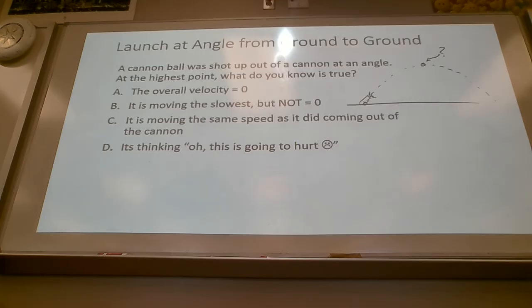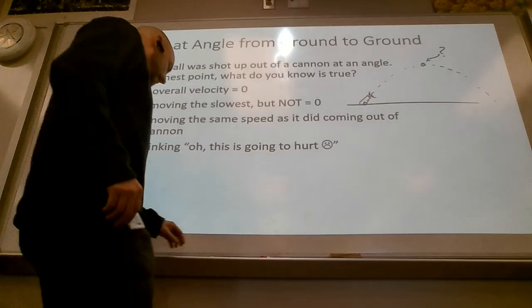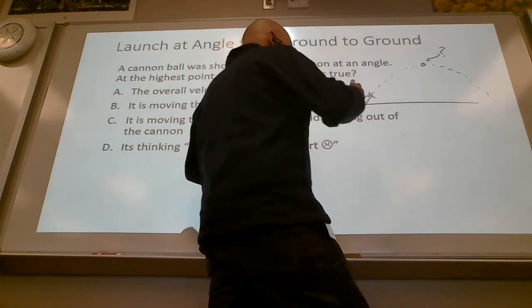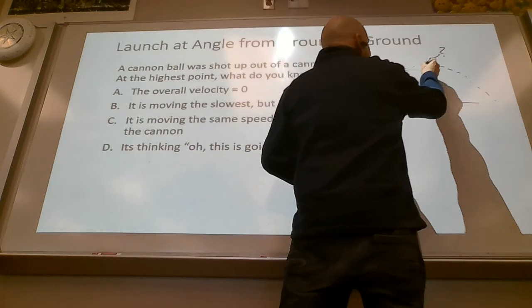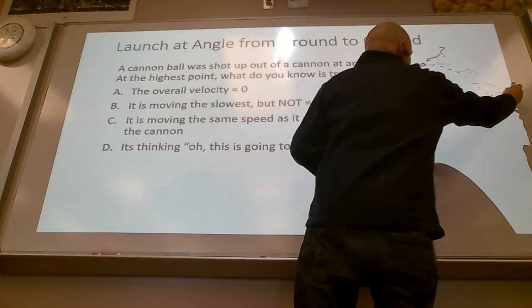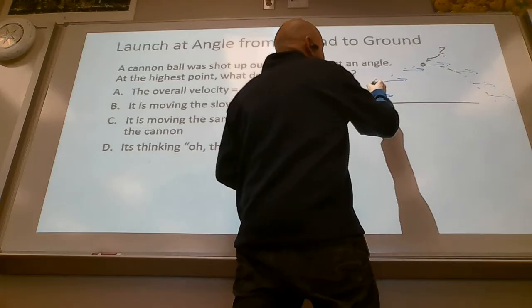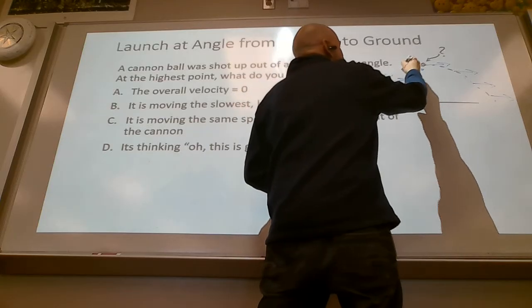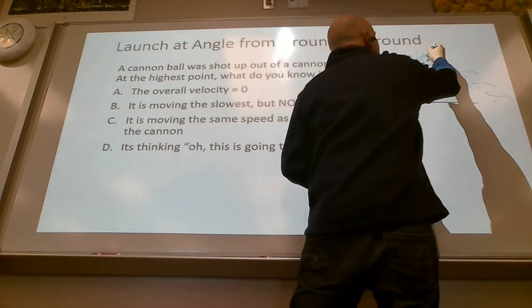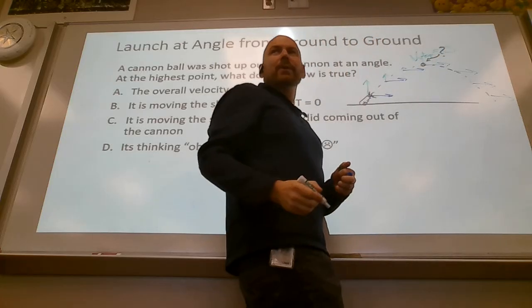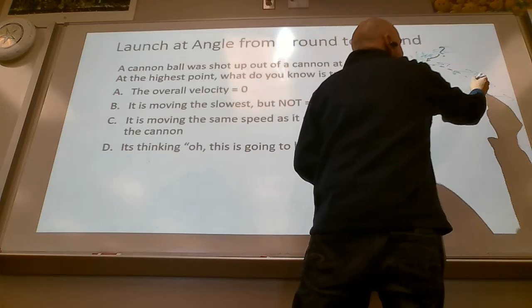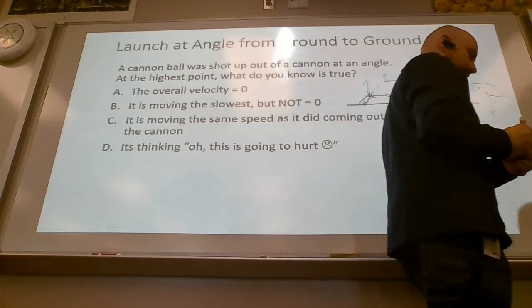Correct answer is B. Okay. Remember, your horizontal velocity remains constant. There's no forces acting on it, just gravity. Vertically, it's slowing down. Velocity at the top equals 0. And then it speeds back up. Okay?